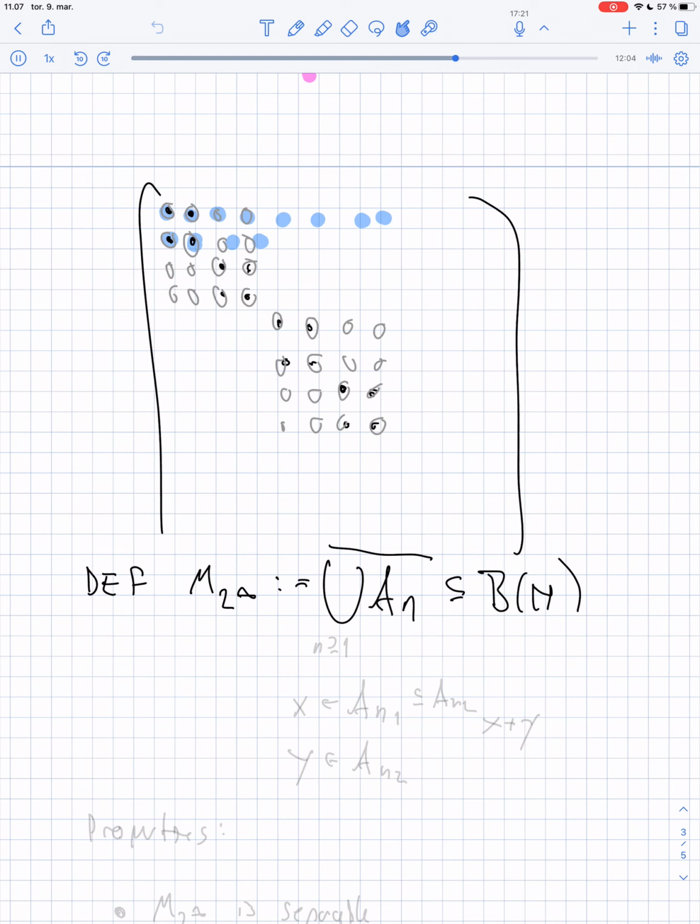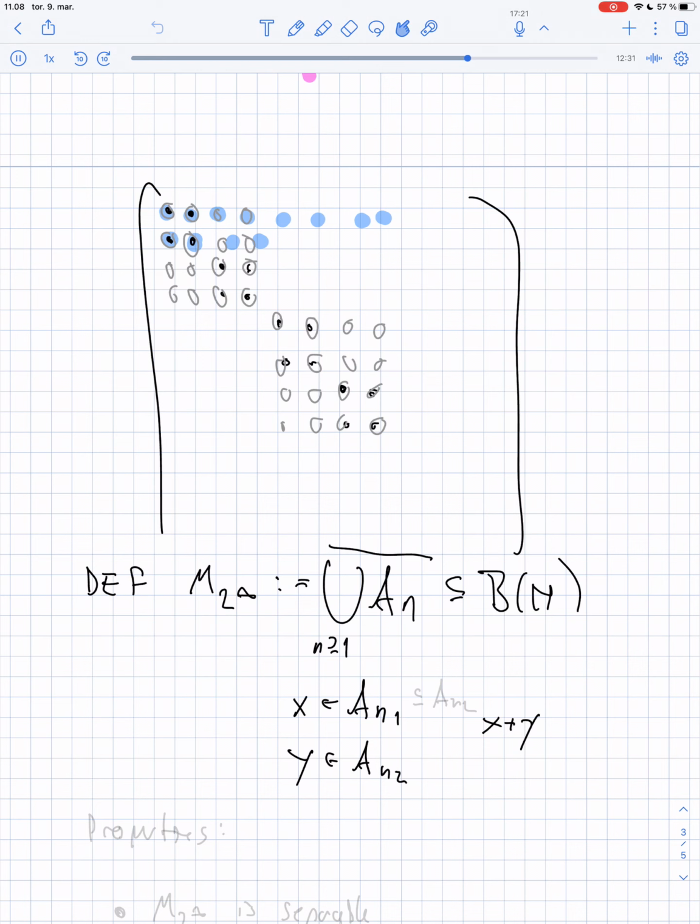Because if I want to convince you, for instance, that the union of all these A_n with n bigger than or equal to 1, that I can take two elements and add them up, right? So it's two elements that come from this union. So x comes from A_{n1} and y comes from A_{n2}, and I want to convince you that it makes sense to take their sum.